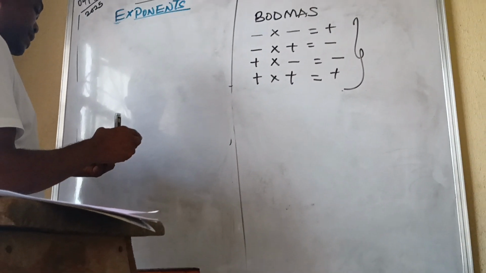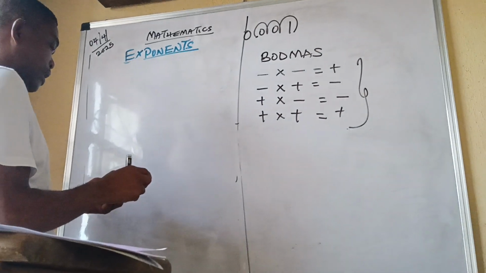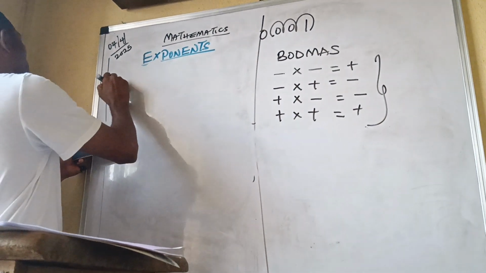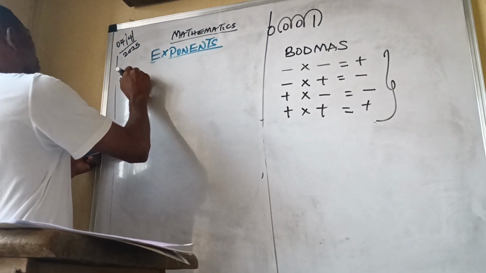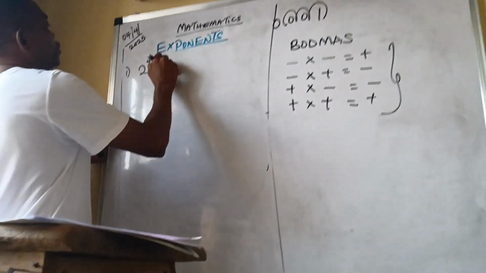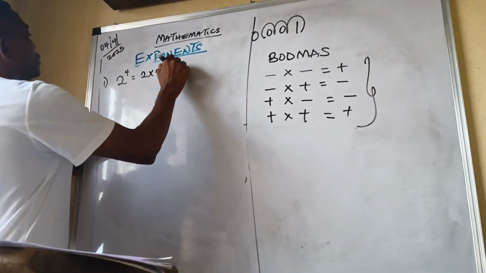Choose or write the answer to each question. Do not use a calculator. So we've been instructed not to use a calculator. Question 1, let's run through 2 raised to the power 4. The base is 2, so it means 2 times 2 times 2 times 2.